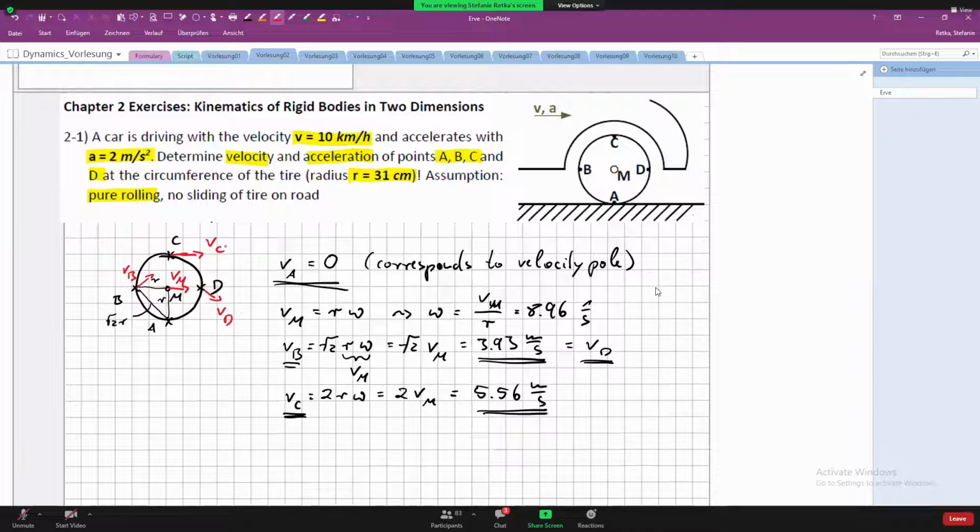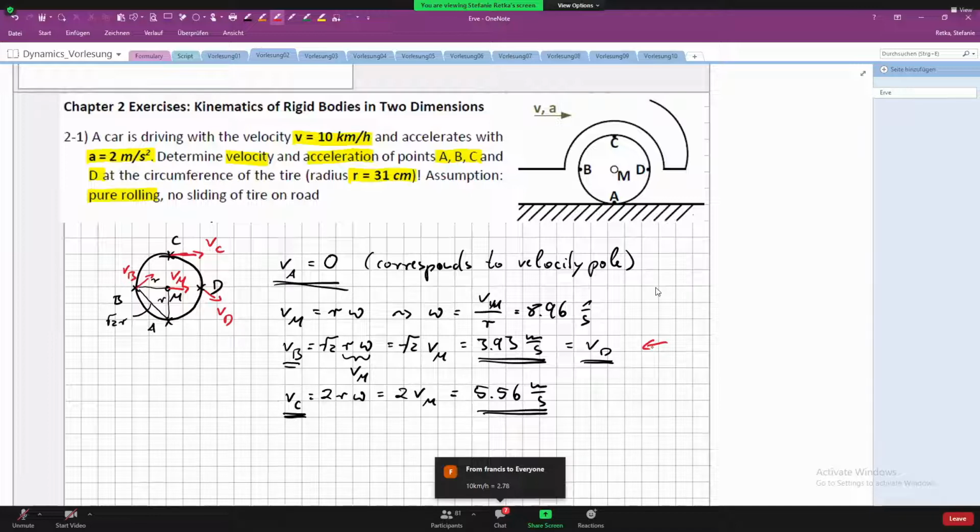Yes, exactly. VD is equal to VB due to symmetry. No, Vm is 10 kilometers per hour, but I converted it into meters per second. Okay, so 10 kilometers per hour is 2.7378, yeah, thanks, meters per second.